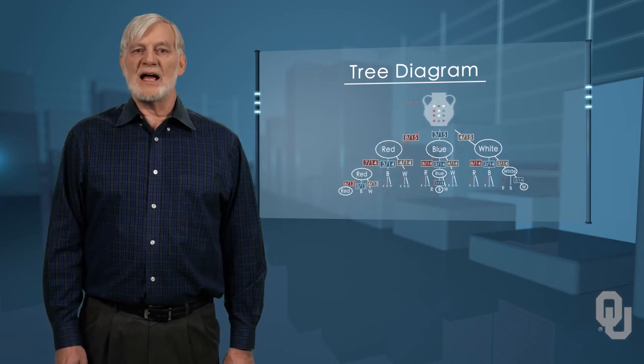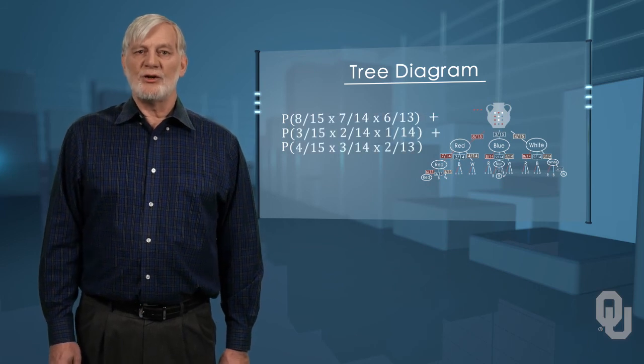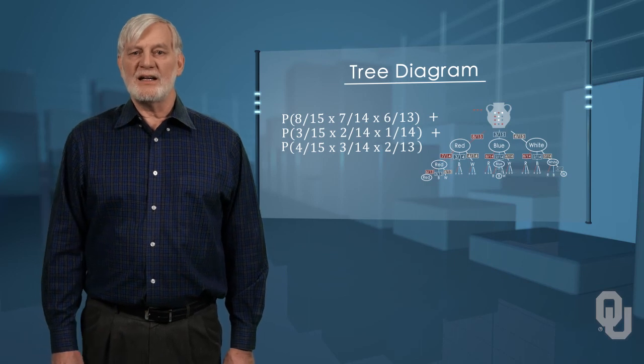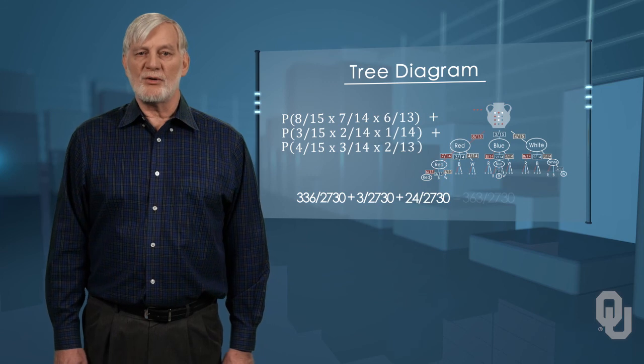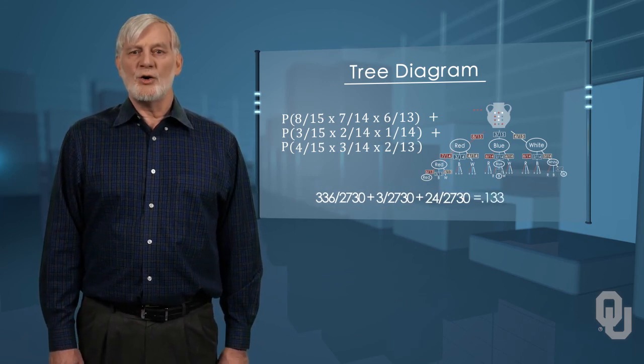The formula would look like this. And here is the solution, using the tree diagram to track the conditional probabilities that are created in this experiment. It turns out the probability of drawing 3 marbles without replacement and getting all 3 the same color is 0.13.